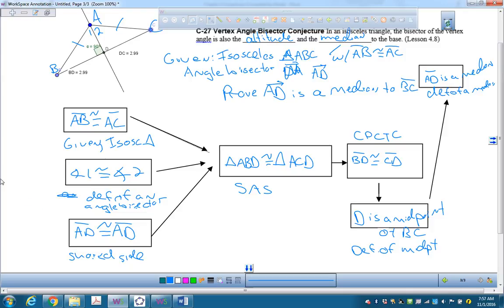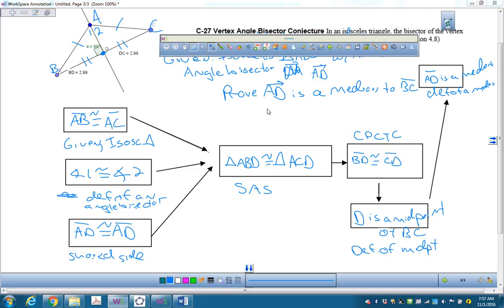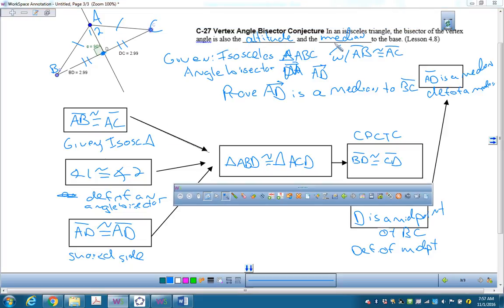More or less? Okay. So you have this triangle, you prove these two triangles are congruent by side angle side. Then you can say that this piece is congruent to this piece. Then you can say, therefore, this is a midpoint. If this is a midpoint, then this piece, since it connects to that midpoint, it must also be a median to the side. So what I just did basically is I proved the second part of this conjecture.